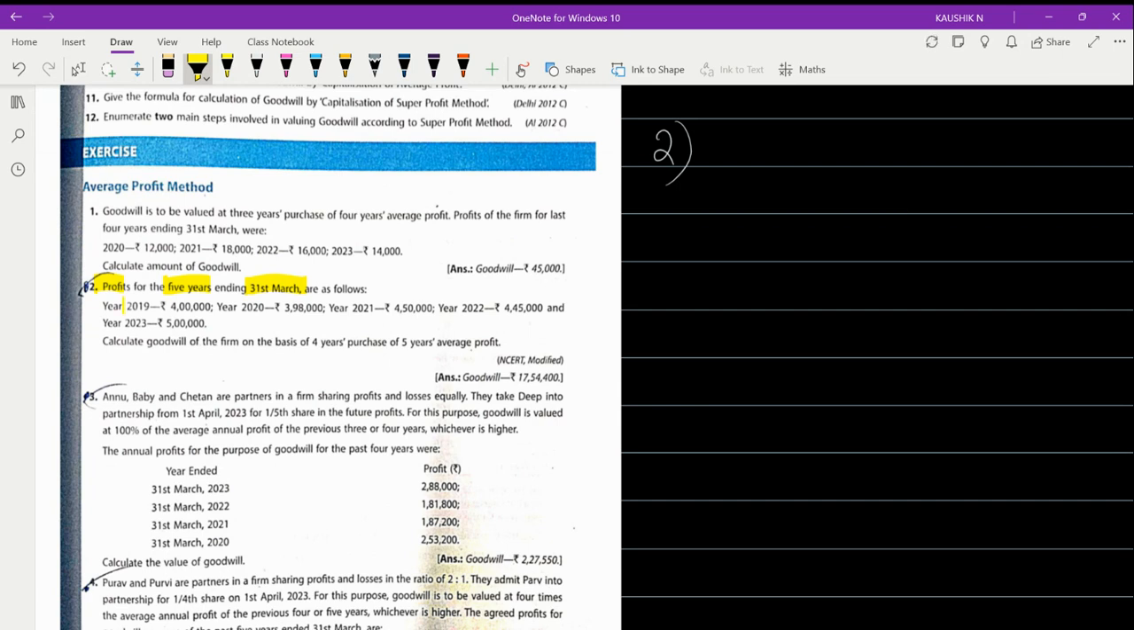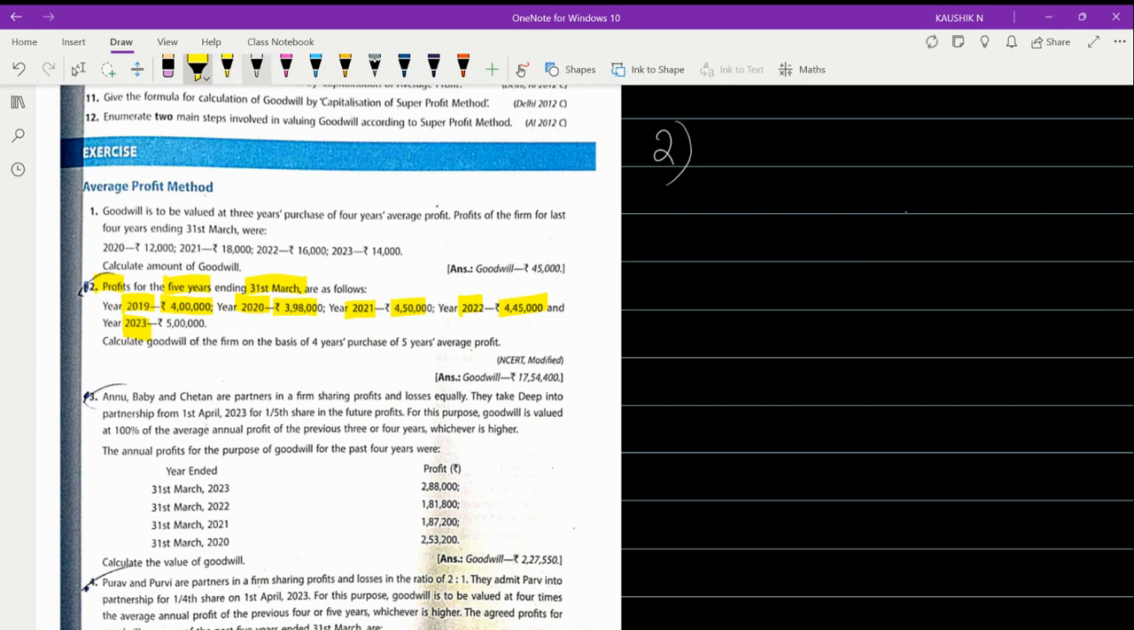So right from 2019, 2019 is 1 year, 2020 is another year, 21 is the third year, 22 is the fourth year, and 23 is the fifth year. So these are the 5 years they are given to us, and in all the years they are given only the positive figure, which means it is a profit. Okay, so in all the years we have got profits only.